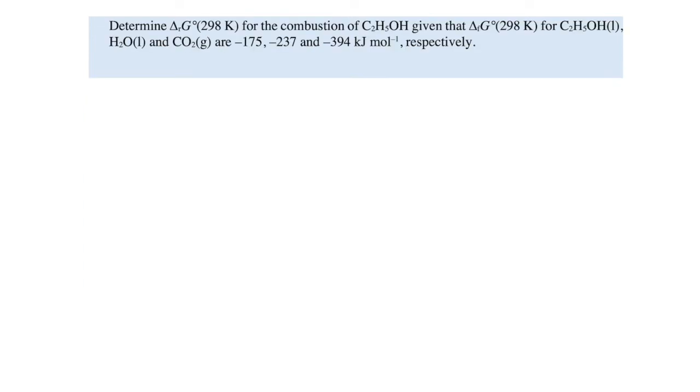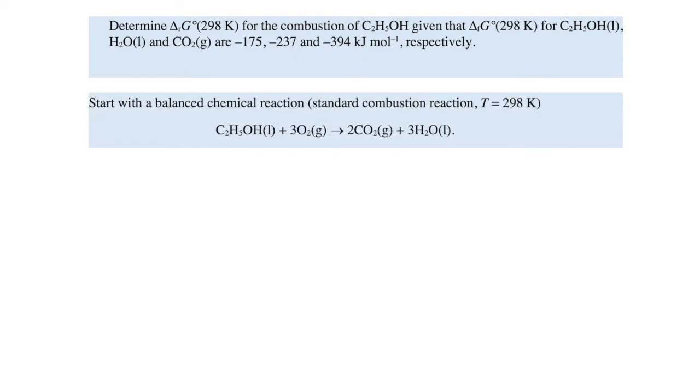So let's do a specific example, that of combustion of ethanol at 298 Kelvin. We're given all the appropriate delta G of formation values, and we're going to do a standard combustion reaction. As always, you have to start with a balanced chemical reaction. In this case, it's going to be a standard combustion reaction. A standard combustion reaction takes 1 mole of the organic molecule, in this case, the molecule to be combusted, and you react it with as much O2 as it takes to form CO2 and H2O.